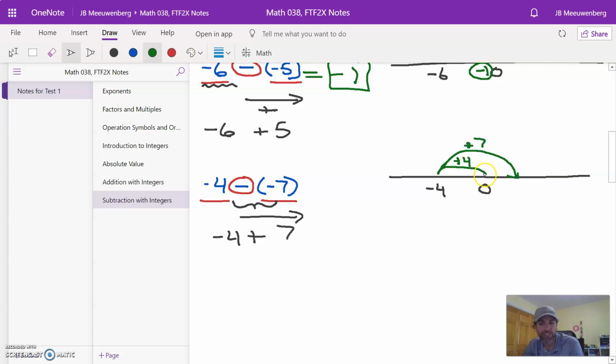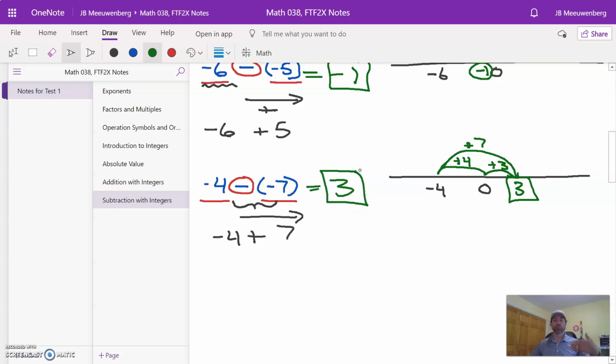So what do I need to do additionally? I need to do another 3. So it's good to break down that 7 into 4 and 3. What do I need to do to get to 0? And then how far do I need to go past that? Negative 4 minus negative 7 is 3.